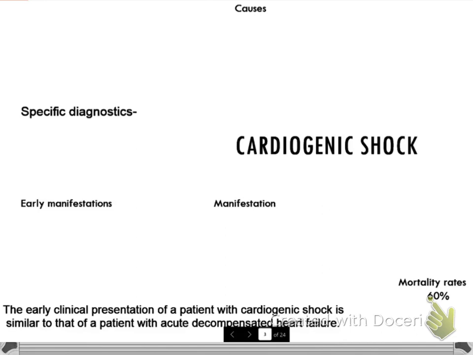So when we talk about manifestations, we have early versus what it's going to turn into. So the early manifestations are going to be that increased heart rate, decreased blood pressure with a decreased cardiac output. So you'll have decreased cardiac output if you have the cardiogenic shock. And the narrowed pulse pressure.